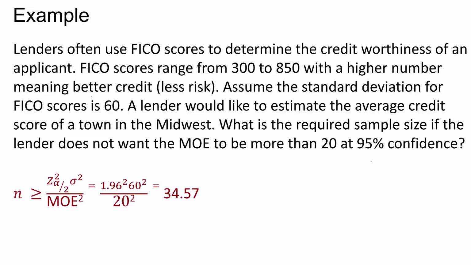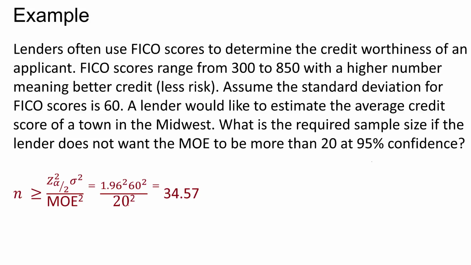I have my formula from the previous slide. n is bigger than or equal to the z critical point squared times sigma squared divided by the margin of error squared. I plug in my values. My z critical point for 95% confidence is 1.96. My assumed standard deviation is 60, so I plug that in, and the MOE I want to keep it within is 20. And when I calculate that with a calculator, I get 34.57.